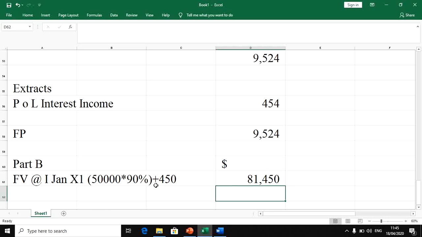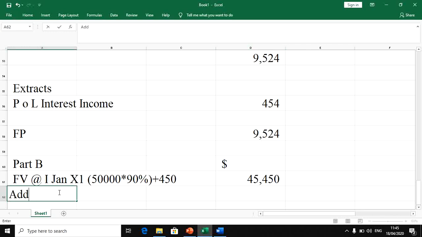I think there should be a challenge with my formula because it's supposed to be less than 50. All right, let me do it again. Equal sign, open brackets, 50,000 multiplied by 0.9 plus 450. That is the correct figure. All right, effective interest rate we normally add. Please remember that.